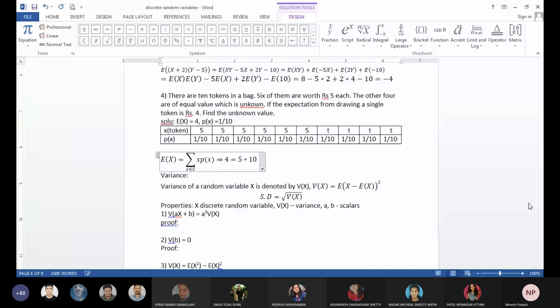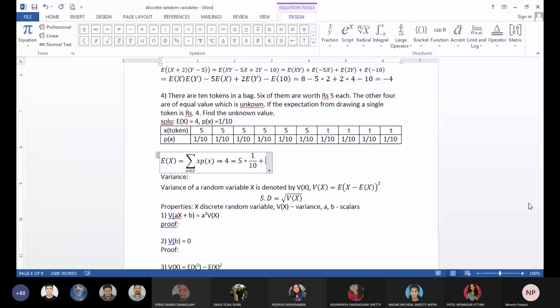राइट, ये 5 इंटू 1/10 कितनी बार होगा? 6 times. So instead of writing 5 into 1/10, 6 times, can I write like this? 5 into 1/10 multiplied by 6. Yes, sir. Right? 5 into 1/10 plus 5 into 1/10. So instead of writing it 6 times, I can write like this.